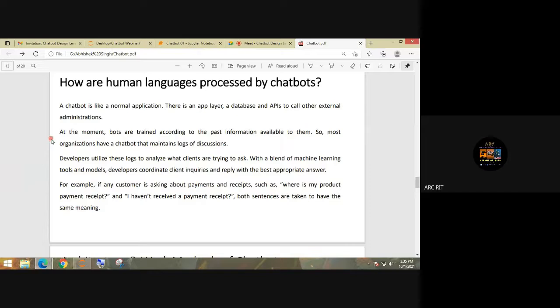In actual practice, programmers like you and me, who are maintaining these bots, use these logs of discussion. We feed the bot with these logs, and then if I am a customer asking, where is my product payment receipt, and some other person is asking, I haven't received a payment receipt, for my bot both these questions are the same. For that bot, the actual meaning is that somebody is asking about a payment receipt, so it will take it as the same meaning.